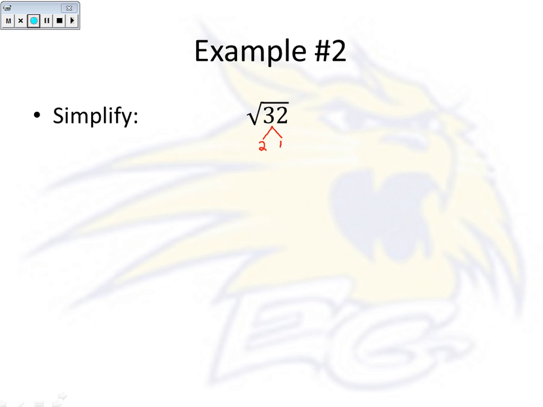So 32 is 2 times 16. 16 is 2 times 8. And then 8 is 2 times 4. And 4 is 2 times 2. So now I have all prime numbers. I can circle my pairs.